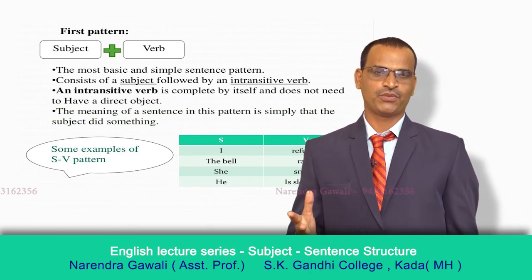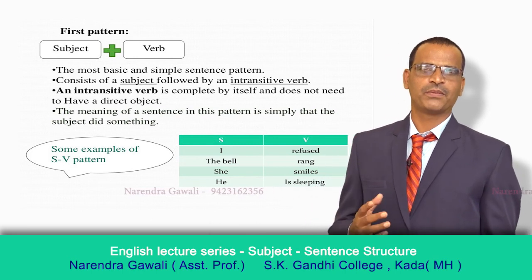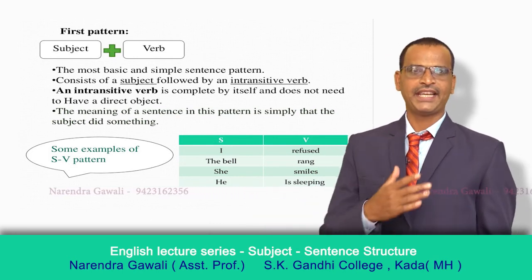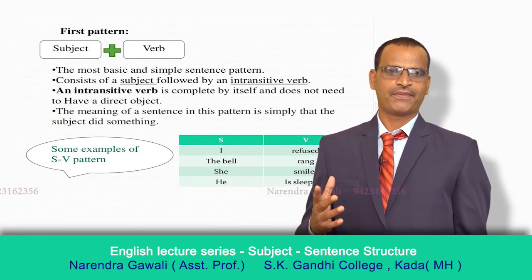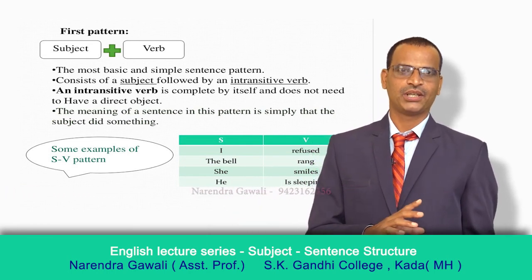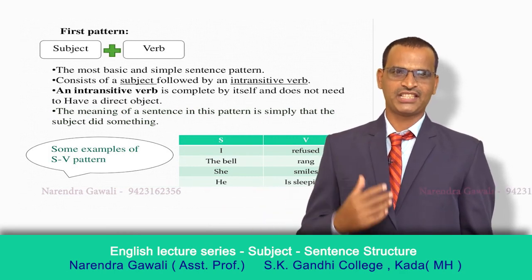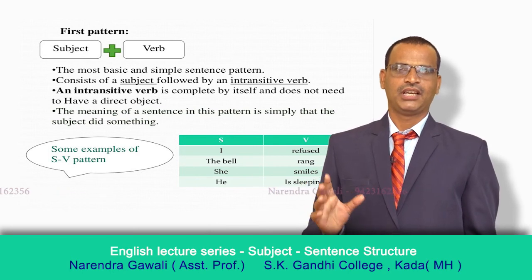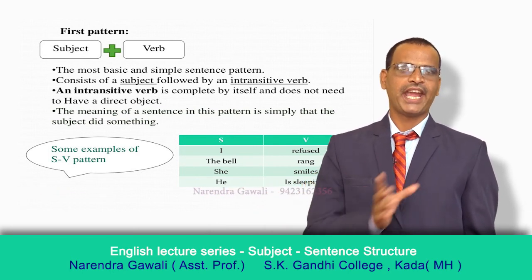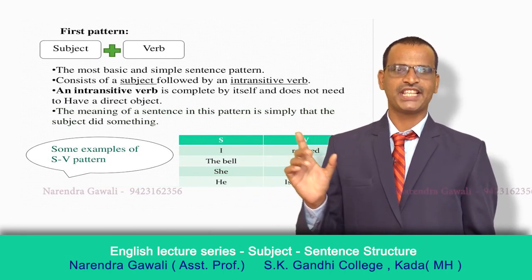What do you mean by intransitive verb, students? You all know what a verb is. There are 2 types of verb, transitive and intransitive. An intransitive verb is complete by itself and does not have an object, while a transitive verb has an object. One simple example I will give you: Ram ate. Ram is subject, ate is verb. So subject plus verb, SV pattern.